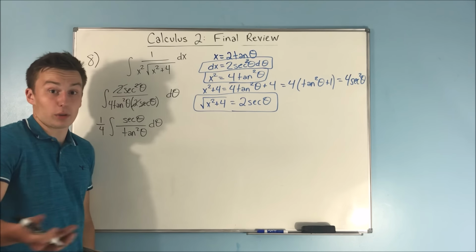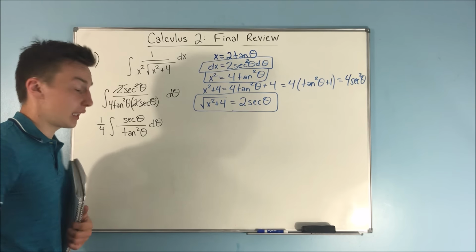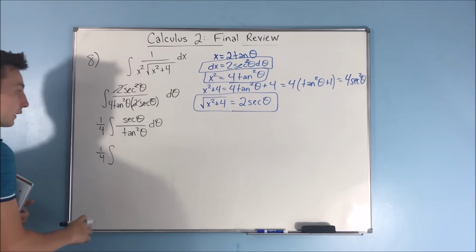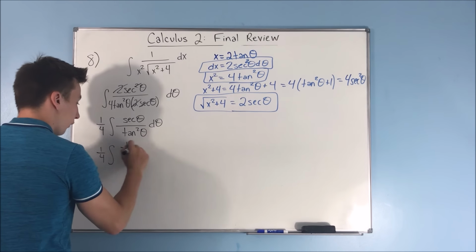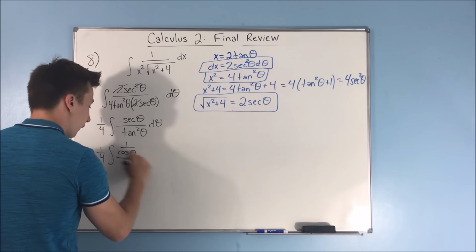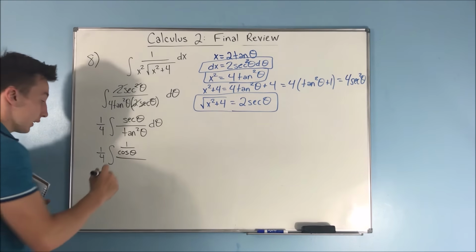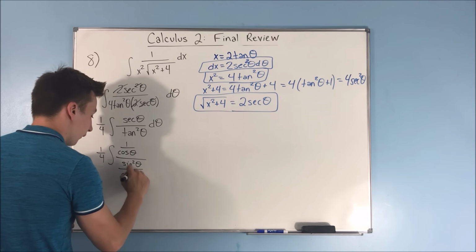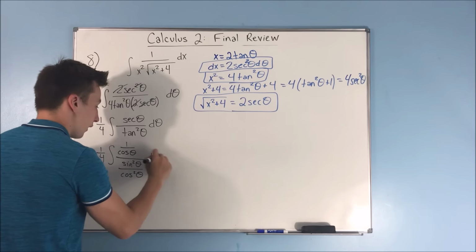So whatever I do, when I see some trig functions that look really nasty and I don't really know what to do with them, I break them down into sines and cosines. If you break it down, secant theta is 1 over cosine theta, and tangent squared theta is sine squared theta over cosine squared theta. And we'll have a d theta here.